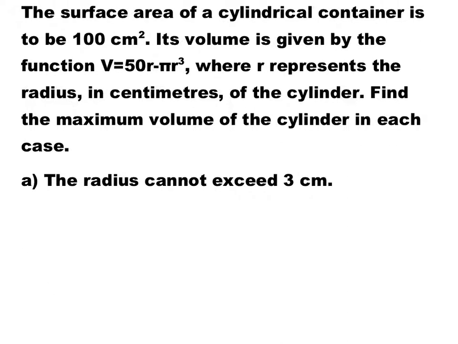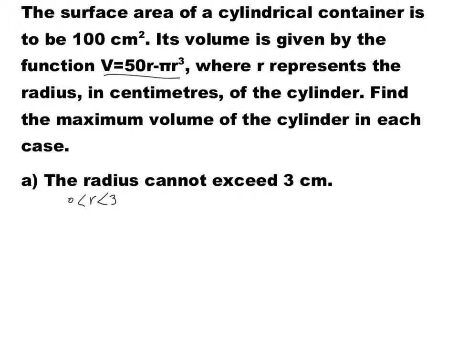The next question says the surface area of a cylindrical container is to be 100 square centimeters. Its volume is given by the function V equals 50r minus pi r cubed, where r represents the radius in centimeters of the cylinder. Find the maximum volume of the cylinder in each case. In part A, the radius cannot exceed 3 centimeters. So the radius is between 0 and 3.